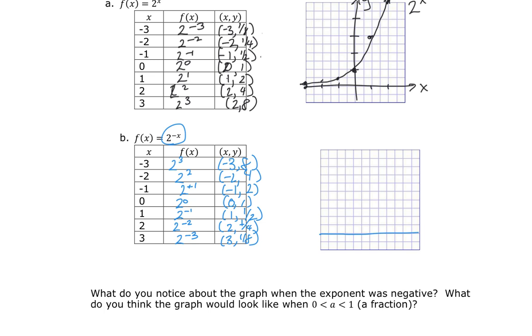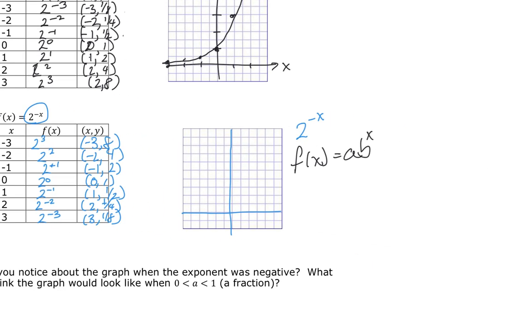Because we knew this is a transformation of the graph because of the fact that I have 2 raised to the -x. If my original function f of x is of the form a b to the x, then putting this negative right there tells me I'm going to have a reflection over the y-axis. But let's go ahead and graph these. This is my y and this is my x.